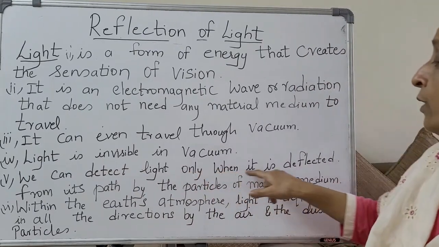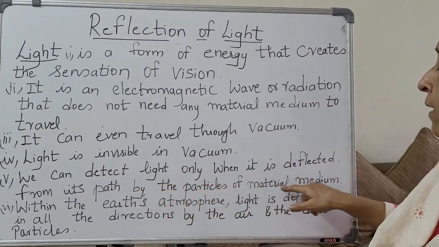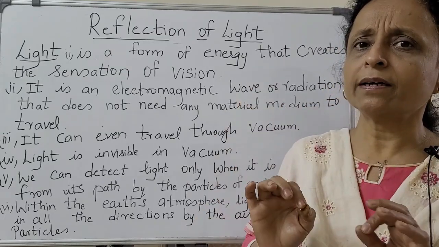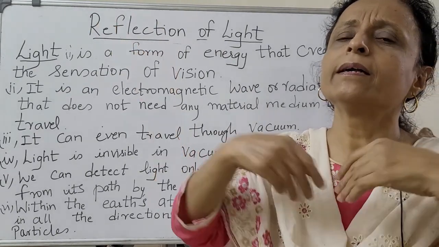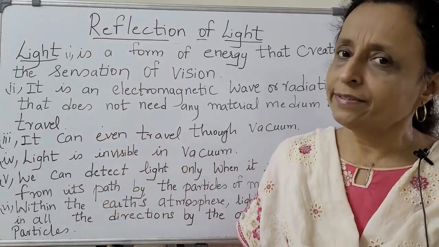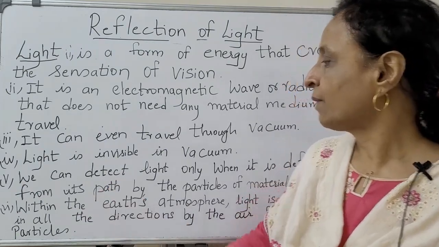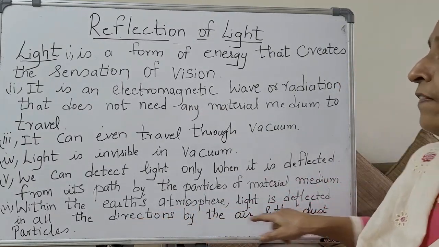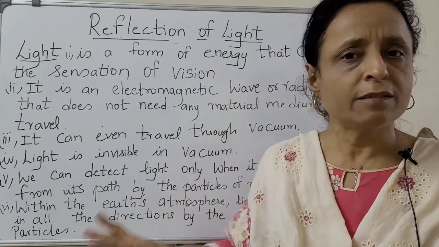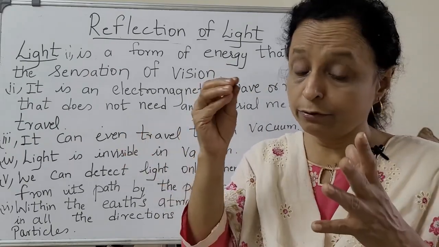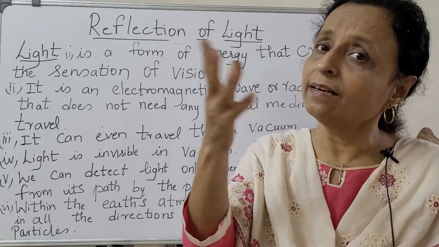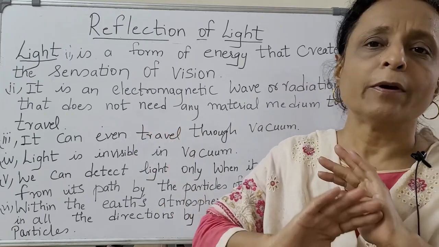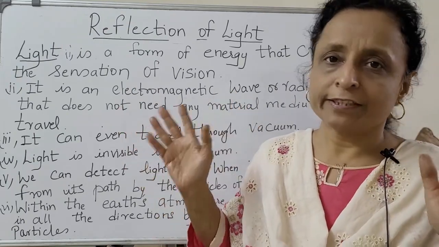We can detect light only when it is deflected from its path by the particles of the material medium. In the atmosphere, dust are the particles. The light gets deflected by the particle and therefore you can see bright sunlight throughout the day. Within the Earth's atmosphere, light is deflected in all directions by the air and the dust particles. It is the dust particles which illuminate. Due to deflection, light deflects on the dust particles and that leads to the brightness of the day. In space, it is all dark because there are no dust particles to deflect the light.